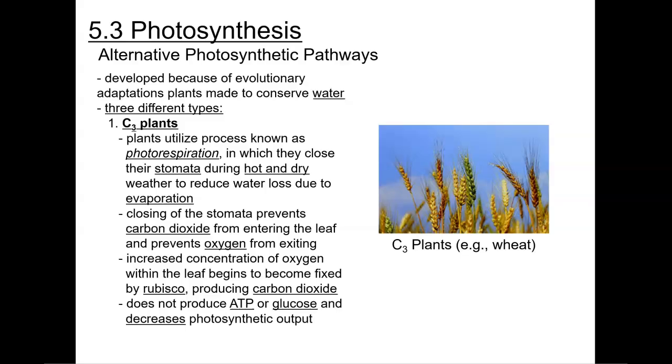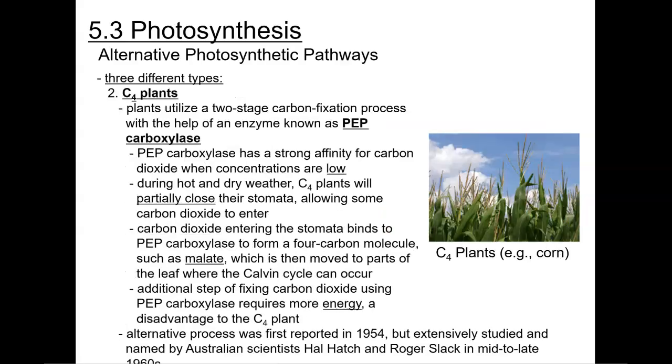And so that oxygen increase within that leaf begins to become fixed to that rubisco, and that's going to help to produce CO2. It does not produce ATP or glucose though, and so it decreases that plant's photosynthetic output. You'll see this in a lot of grasslands where you have things like wheat and corn being produced.